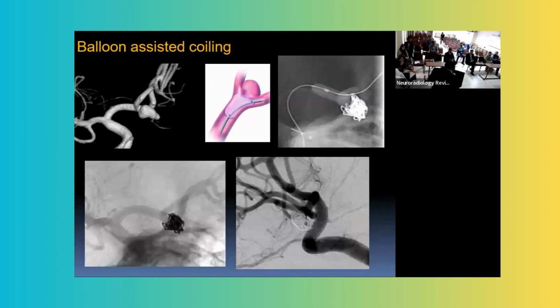One of these techniques is balloon-assisted coiling. What we do is place a balloon in the main vessel. This is a microcatheter pre-placed with a balloon. We inflate the balloon, and after inflating it, a second microcatheter can be passed, and the balloon can be passed into the other vessel. We can inflate this balloon, and we can safely put coils in it.